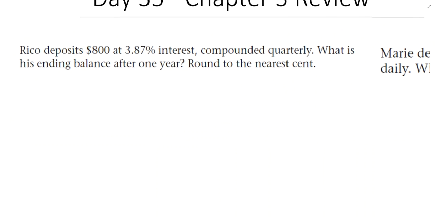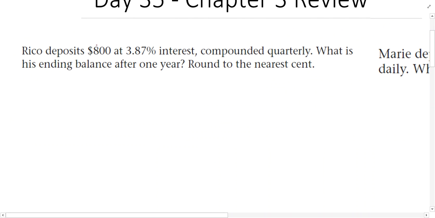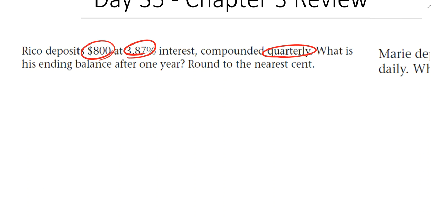In this particular example, Rico deposits $800, and as we read through this, we'll see that he's depositing this just one time and walking away from it. This will be deposited in an account that earns 3.87% interest, and it's compounded quarterly. The question becomes, what is his ending balance after 1 year?